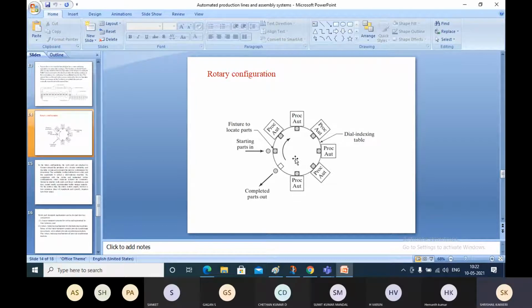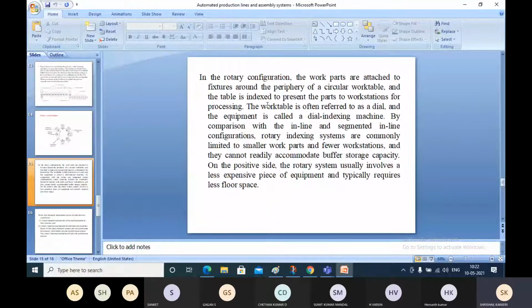Okay, the work table is often referred to as a dial, and the equipment is called a dial indexing machine. So at the base, what happens? There will be a bearing system, and a shaft is extended. The shaft will have the gearing mechanisms, and the indexed table will be rotated by means of a DC indexing motor. Once a pulse is given to the DC indexing motor, it will rotate by 45 degrees and it will stop. It will not be continuously rotating by 360 degrees.